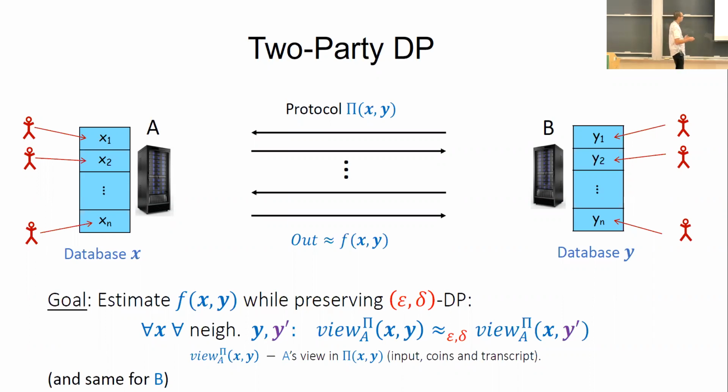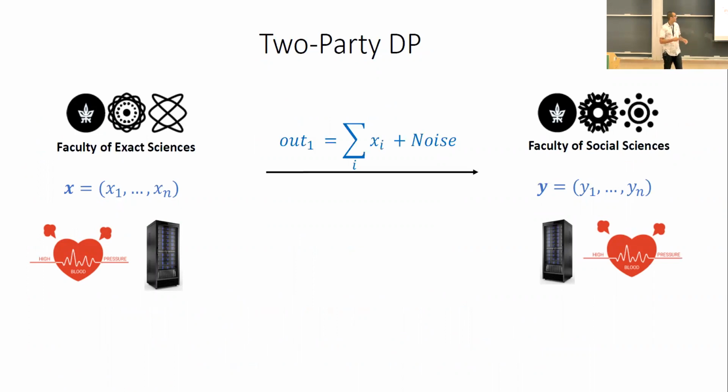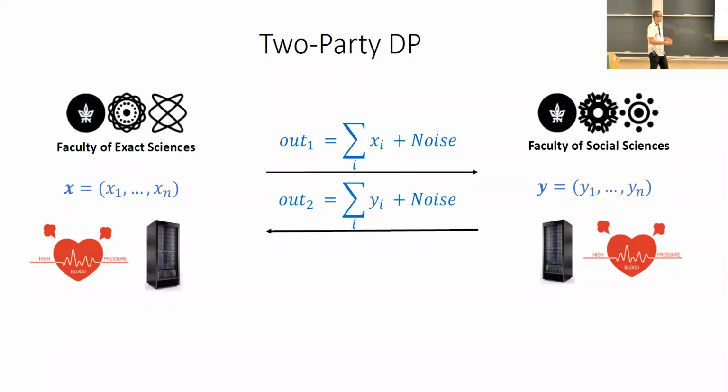Okay, good. So let's see a simple example. Suppose that, again, we want to estimate the number of workers that suffer from high blood pressure, but now the situation is that we have two different faculties, and each faculty wants to protect the private information from the eyes of the other faculty. Still, in this case, it's easy because the first faculty can just add noise to the sum of the Xi's, and the second faculty can just add noise to the sum of the Yi's, and they can agree on the sum of these two estimations.